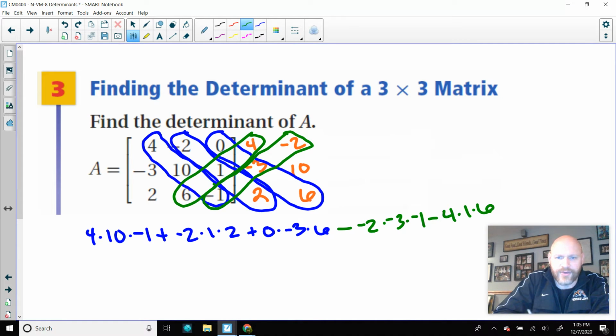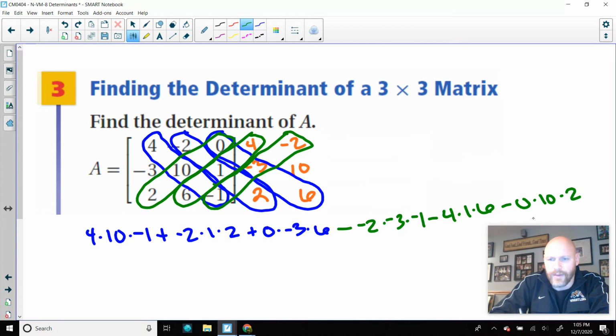Then we're going to grab the next group. We have the 0, the 10, and the 2, and that's going to be easy because we got a 0 in it. And we're going to subtract 0 times 10 times 2. Now that we have it all written out, we're going to do all that math. Take your time, do your integer rules correctly, and that'll be the answer.